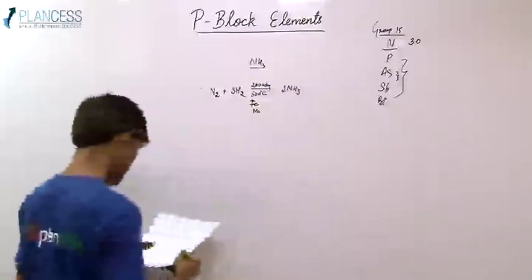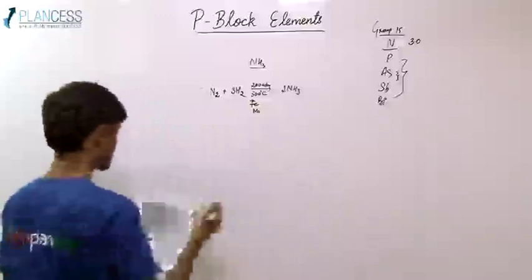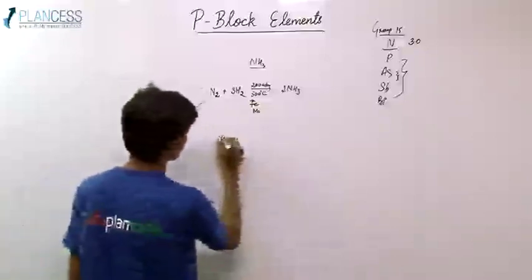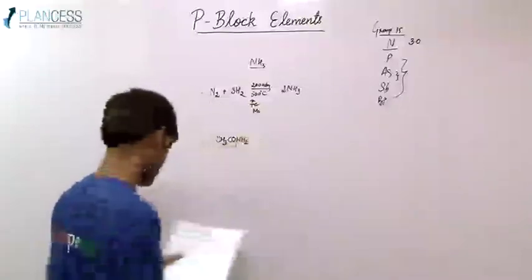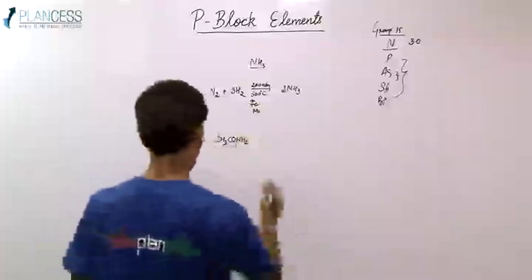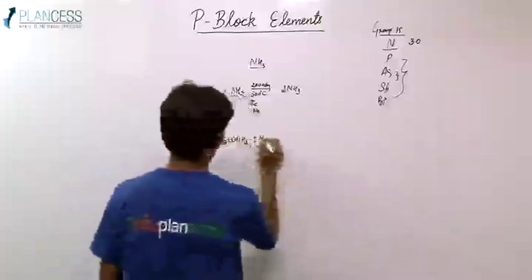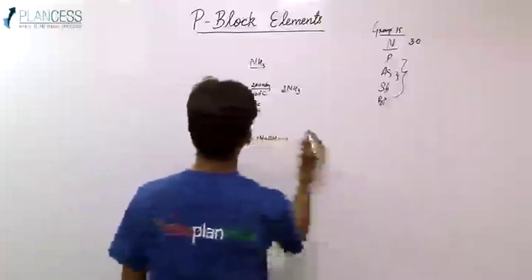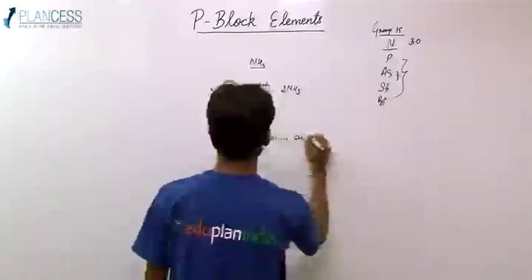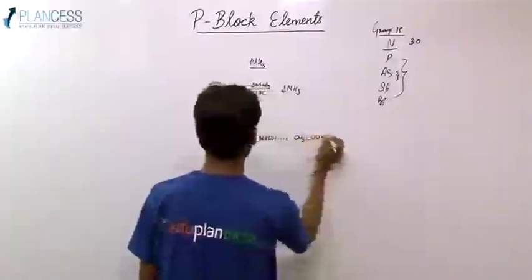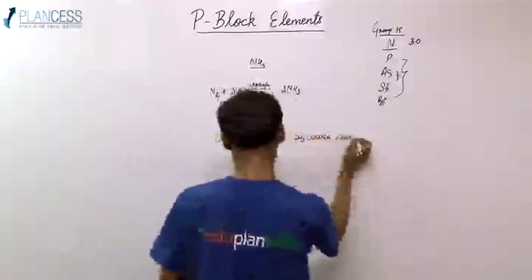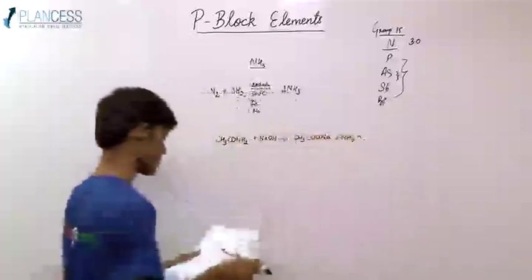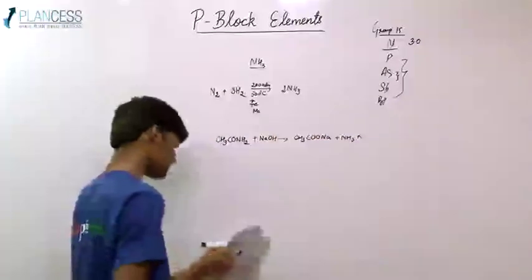Another preparation would be from organic amides, that is CH3CONH2. When this organic amide is heated with NaOH, a salt, CH3COONa, is produced, and corresponding to it NH3 gas is evolved. This is one of the preparations for ammonia gas.